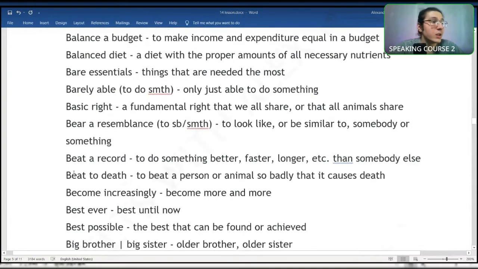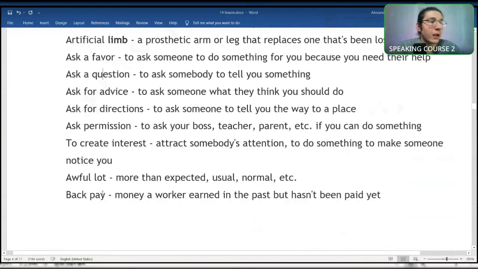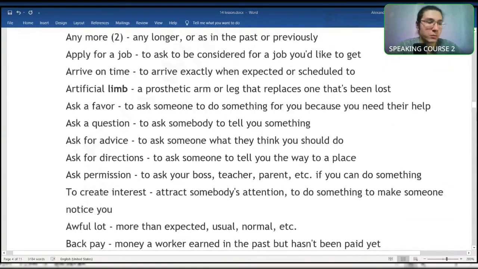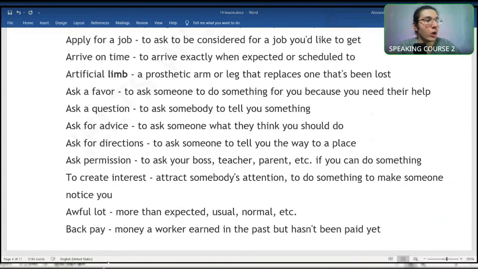I'll be honest. Just go through the list and read them. I recommend trying to use sentences with each of them. So try to make sentences. Not all of them are difficult. You probably already know at least some of them, or at least most of them, I would say.